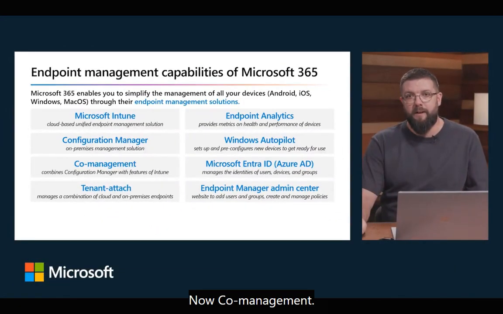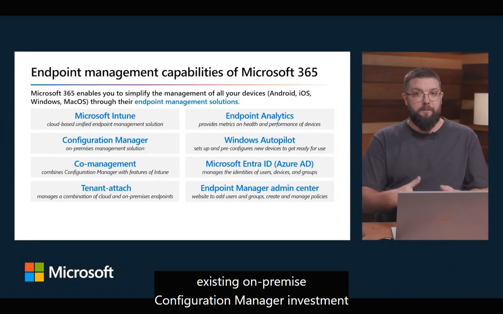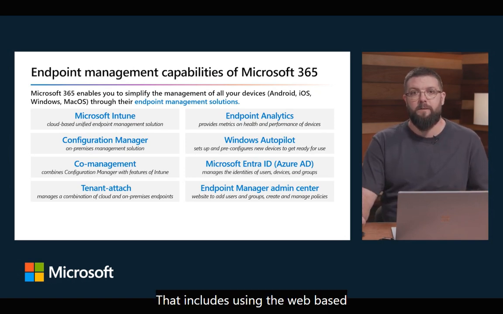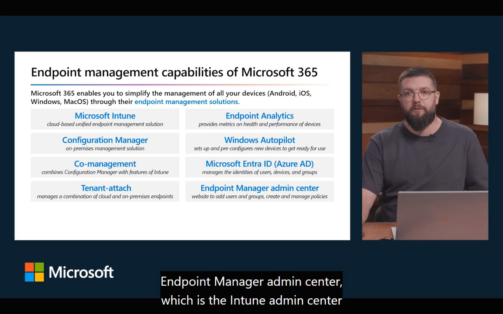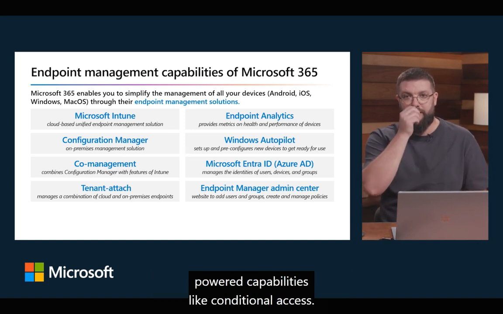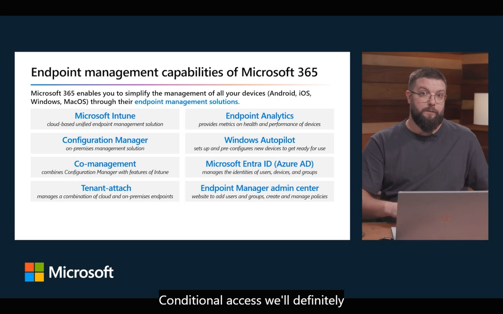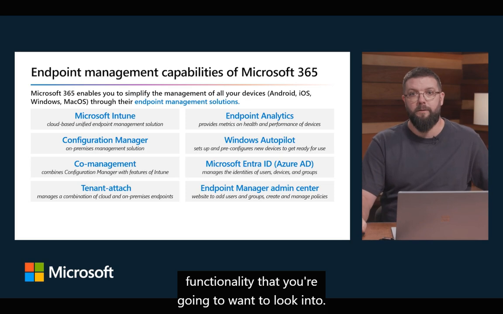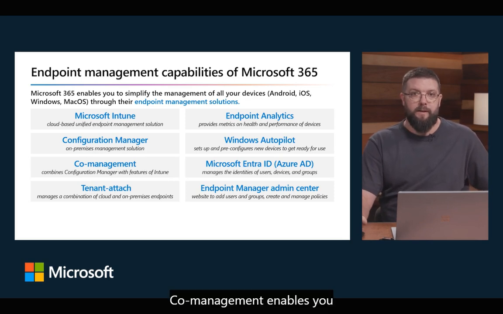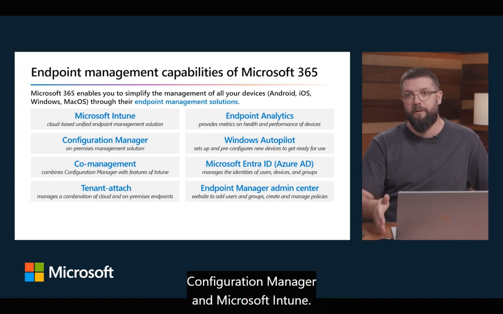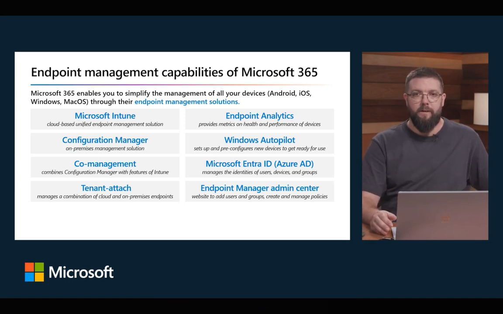Now, co-management. Co-management combines your existing on-premises Configuration Manager investment with the cloud-based features in Intune. That includes using the web-based Endpoint Manager Admin Center, which is essentially the Intune admin center, and it helps you unlock more cloud-powered capabilities like conditional access. Conditional access we'll definitely touch on in a later module, but that's a really powerful functionality that you're going to want to look into. Co-management enables you to concurrently manage Windows 10 or later devices by using both Configuration Manager and Microsoft Intune.